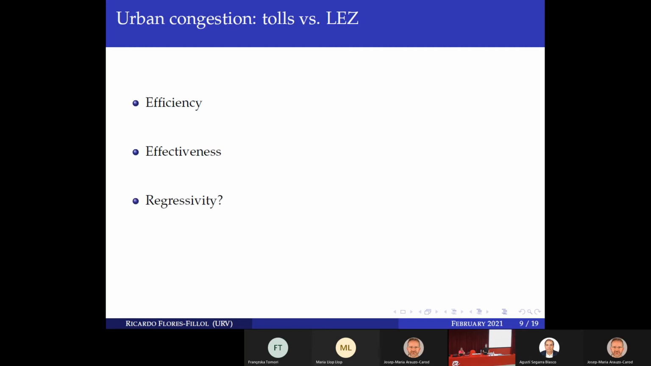What happens about regressivity? Because the idea again of the general population is that tolls are regressive. You make people pay. This is a new tax. We have different incomes, so why should poor people pay the same as rich people, right? This is unfair. This is regressive, right? So the answer is that that's not correct.